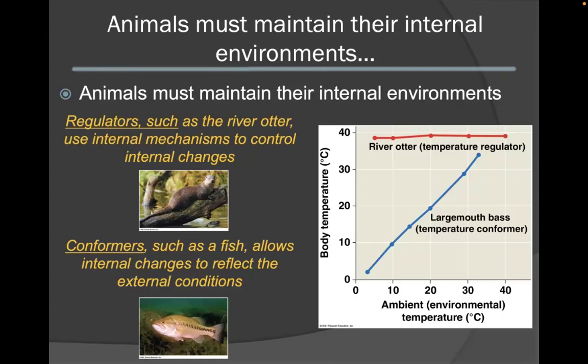An important point to consider is the fact that animals need to maintain their internal environments to ensure proper cell, tissue, and organ function. There are two main ways that animals can do this. Temperature regulators, such as the river otter, use internal mechanisms within the body to control their internal environment. Temperature conformers, like fish on the other hand, allow the internal changes to reflect the external conditions.